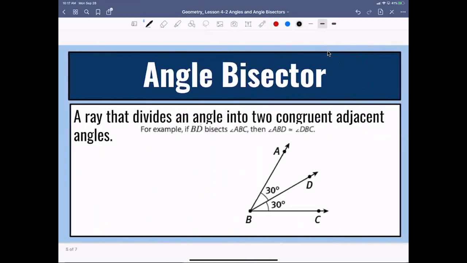Okay, so the next thing we're going to cover is an angle bisector. An angle bisector is a ray that divides an angle into two congruent adjacent angles. So in this example, BD bisects ABC, right? So that means that angle ABD is going to be congruent to angle DBC. So they're going to have the same measure. And normally we show congruent angles by doing these little lines right here, which the book already gave us, but I'm just doing it again just to show you that that's what we're talking about.